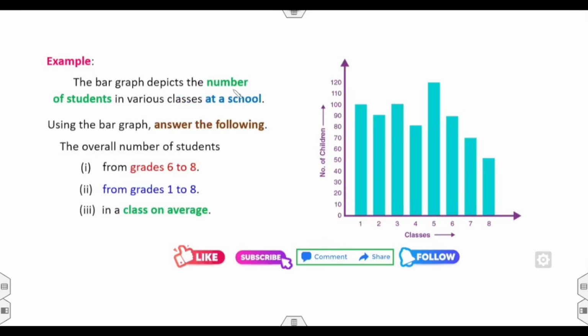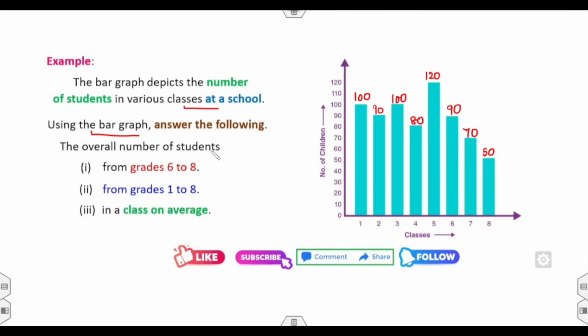The following bar graph depicts the number of students in various classrooms. Using the bar graph, answer the following statements. So can you write the height? That will be 100. This number is 90. That is again 100. This number is 80. Corresponding to class 5, that number is 120. This number is 90. Fine. The corresponding number is 70, and that number is 50.